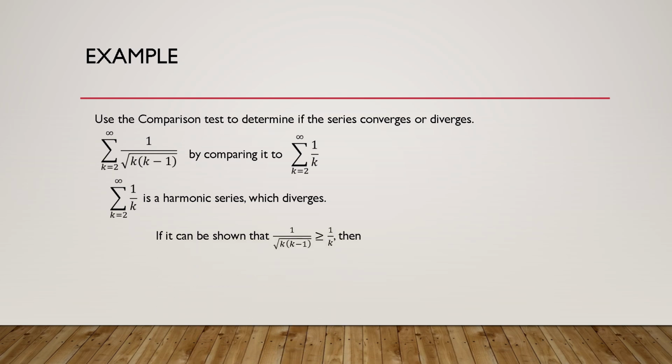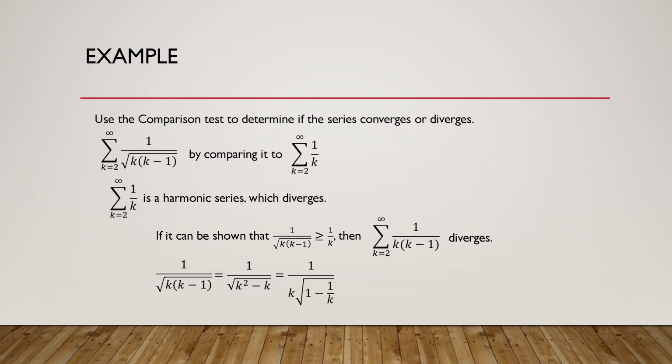Therefore, if it can be shown that 1 over the square root of k times the quantity of k minus 1 is greater than or equal to 1 over k, then the series diverges. First, we take the term inside the radical and distribute the k, giving us 1 over the square root of k squared minus k. Then we can force a k squared factor that will be removed from the radical, giving us 1 over k times the square root of 1 minus 1 over k.